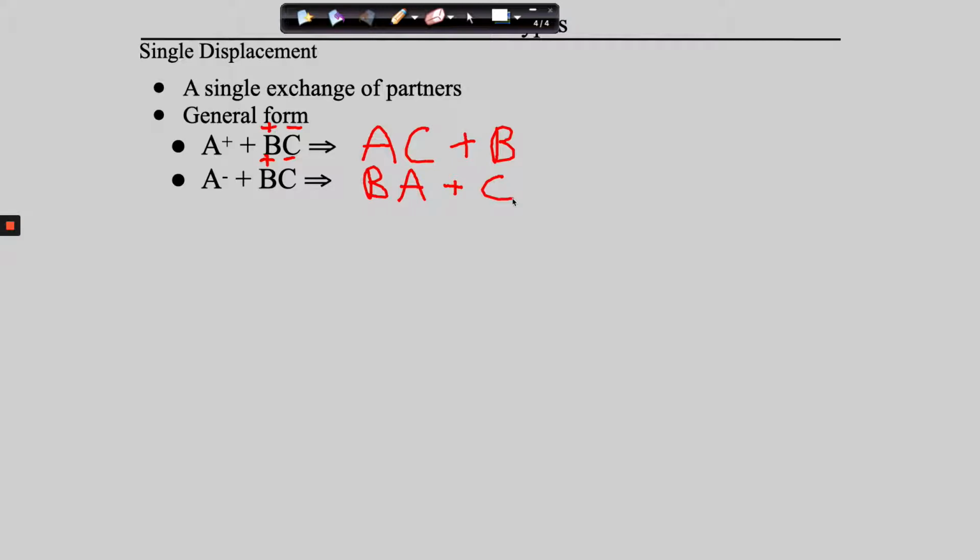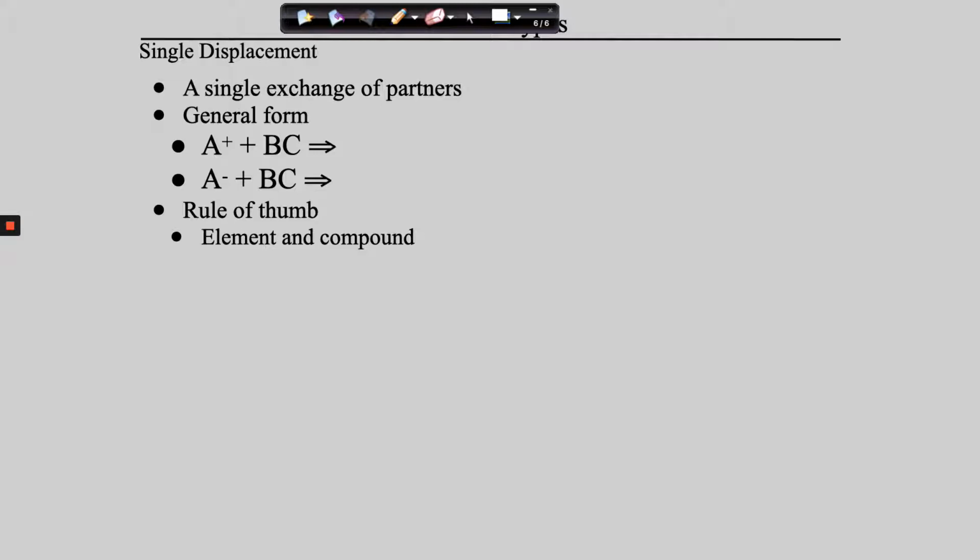So guys, we've got the definition, we've got the general form. Now what I love to call the rule. Oh, I hate my board. Guys, this is going to freak out. Hold on. All right. The rule of thumb. So guys, if you're not familiar with the concept, a rule of thumb is just a general thing to remember to help you do this right. So guys, the rule of thumb in this example is this. If you have an element like A reacting with a compound like BC, that will always be a single displacement reaction.